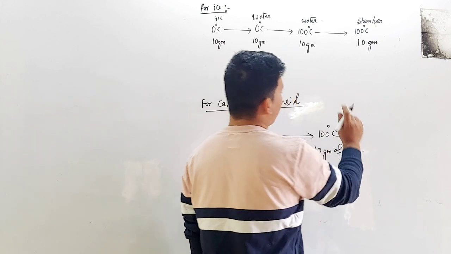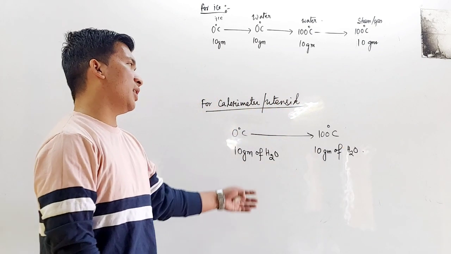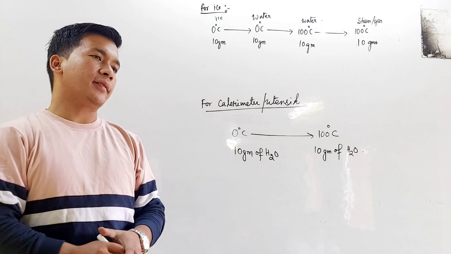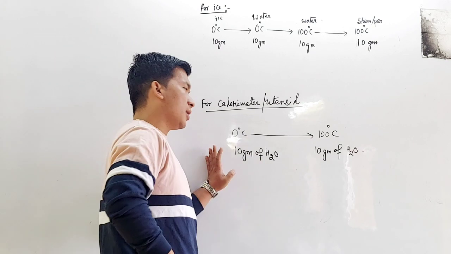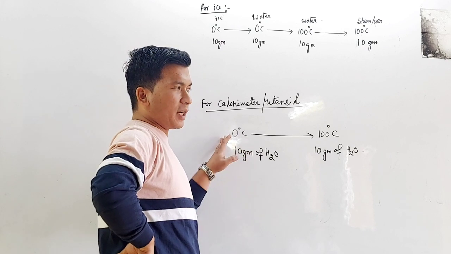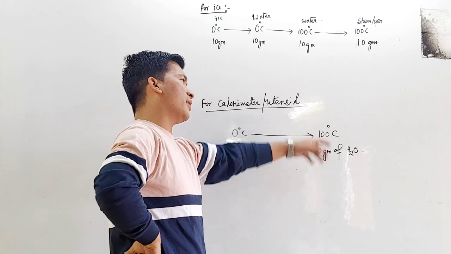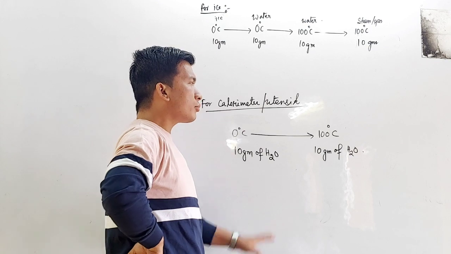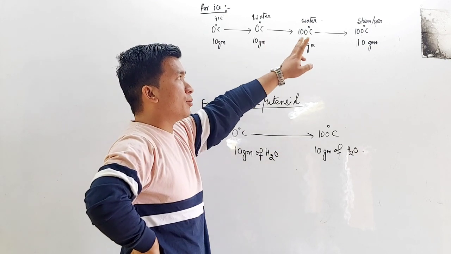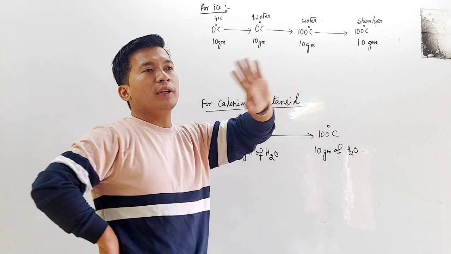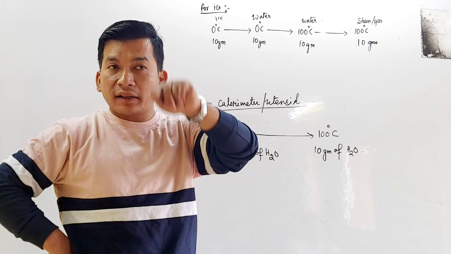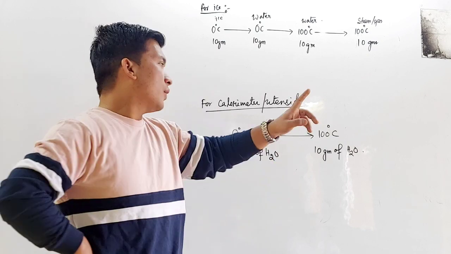The equation is: the water equivalent of the utensil is 10 gram, at 0 degree. The utensil has to reach 100 degree, and water evaporates only up to 100 degree. That means for the evaporation we require a temperature of 100 degree Celsius, and that 100 degree must also be the temperature of your utensil.